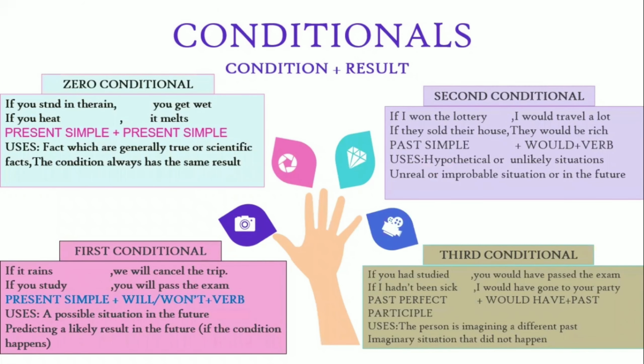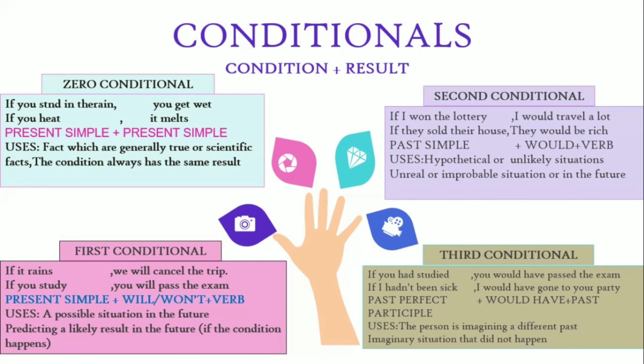Okay, the next one is conditionals. Condition plus result. Conditionals are divided into 4: zero conditional, first conditional, second conditional, and third conditional. First, zero conditional. If you stand in rain, you get wet. If you heat ice, it melts. The formula is present simple plus present simple. Used for facts which are generally true or scientific facts. The condition always has the same result.